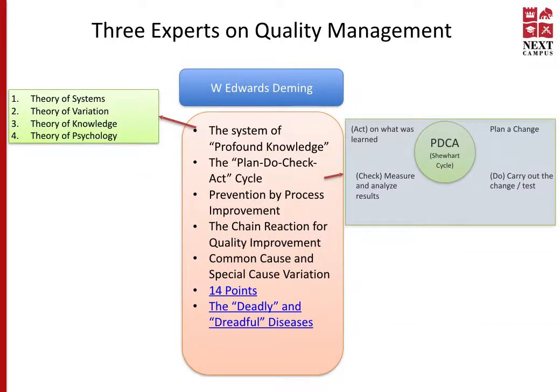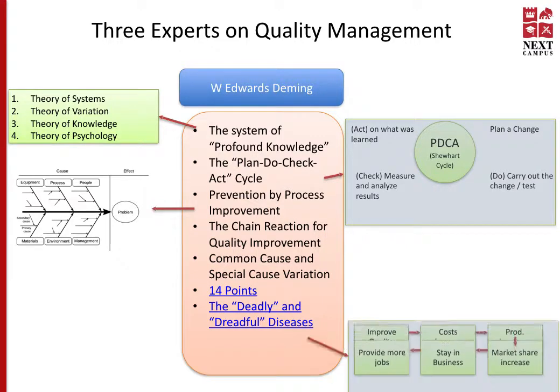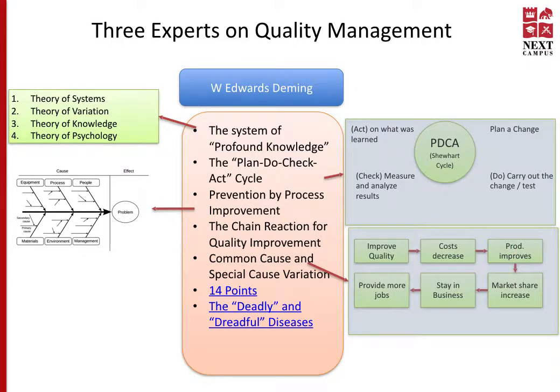W. Edwards Deming came up with the system of profound knowledge, the plan, do, check, act cycle, prevention by process improvement, chain reaction for quality improvement, common cause and special cause variation, 14 points, the deadly and the dreadful diseases.